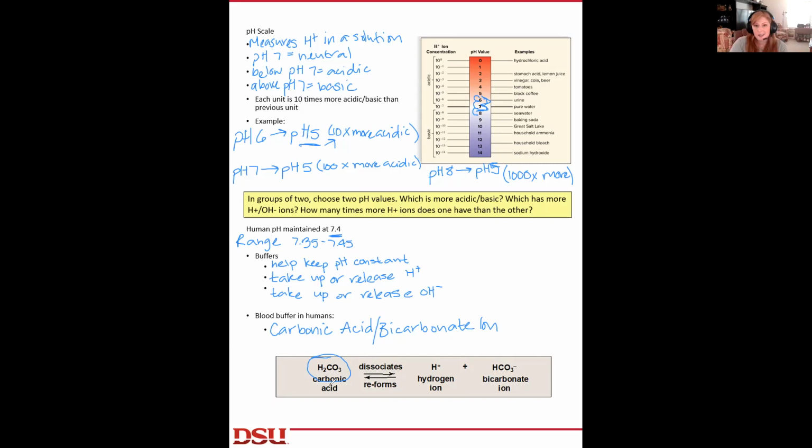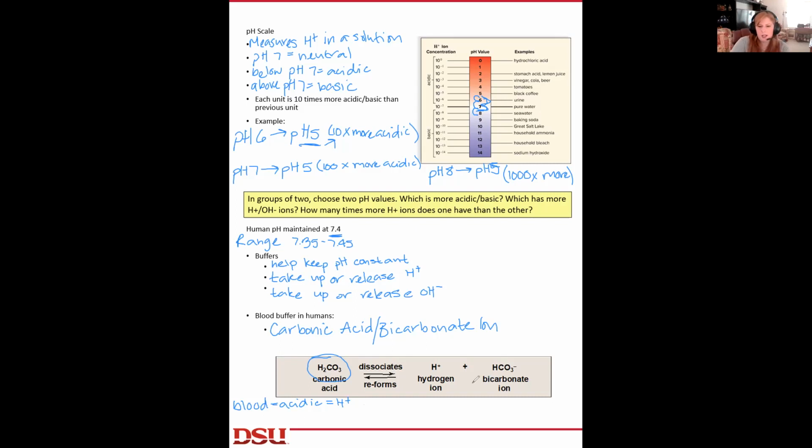Carbonic acid can either dissociate into those two parts, or those two parts can come back together to reform carbonic acid. And in this way, it constantly regulates the pH of the blood, okay? Because let's say that our blood is more acidic, meaning it has an excess of hydrogen ions, okay? Too many. So it's more acidic.